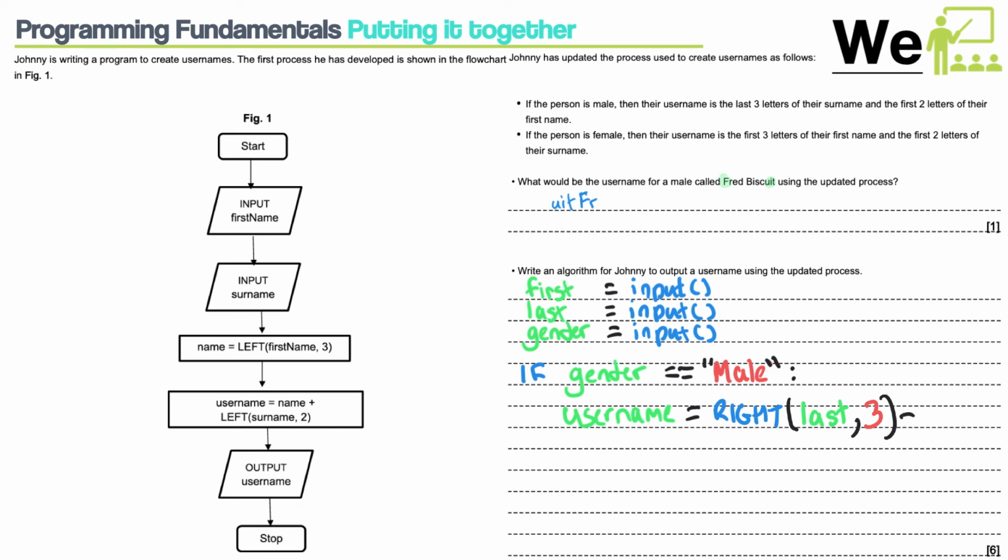And then we want to plus, and I'll do it on the line underneath, left, because we're doing the first. The left is the first 2 letters of the first name. So we'll have to send left, and then we'll have to open a bracket. Then we'll have to send it first, and it's the first 2 letters. So comma, and then the value 2, and there we go. That's it for male. Then we'll have to do the right one for female.